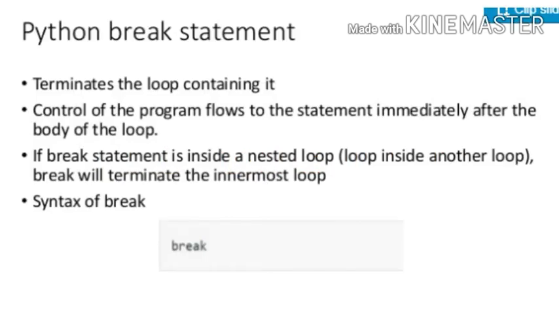The break statement terminates the loop containing it. Control of the program flows to the statement immediately after the body of the loop. If break statement is inside a nested loop, that is loop inside another loop, break will terminate the innermost loop. The syntax of break statement is break. Okay? That is, a break statement skips the rest of the loop and jumps over to the statement following the loop.